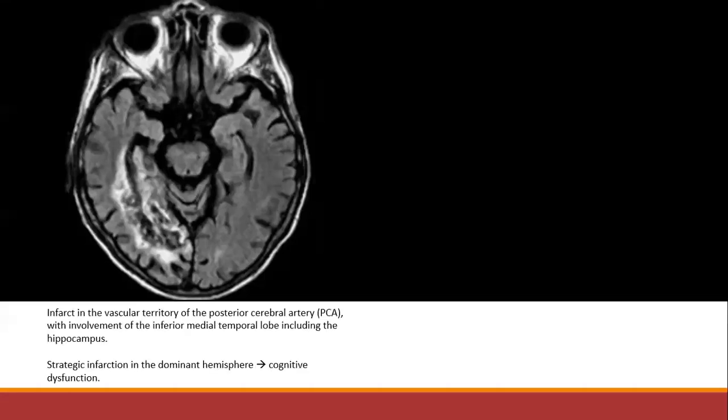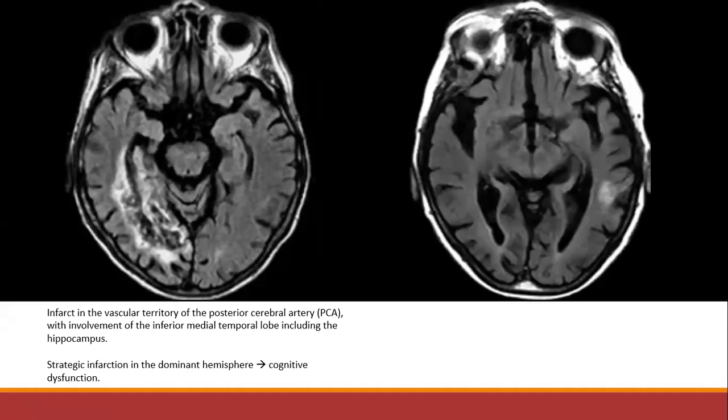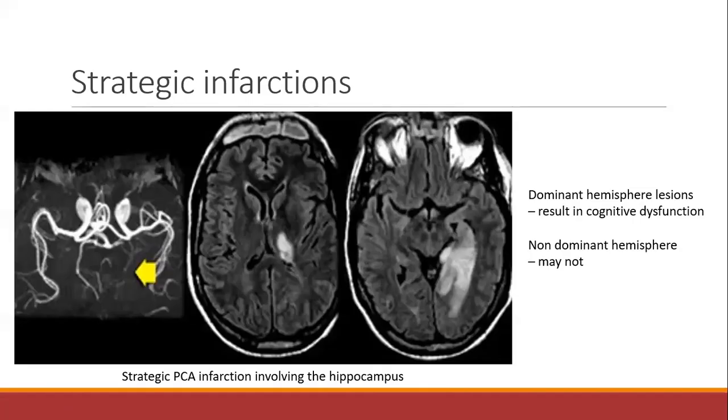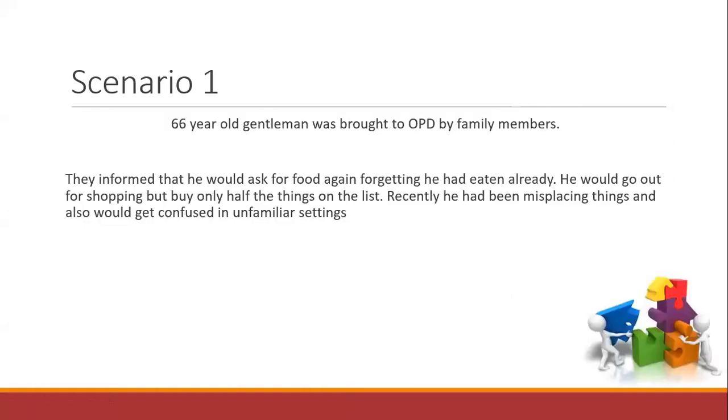This is another example of a strategic infarction, but keep in mind that such a PCA territory infarct should be located in the dominant hemisphere before it can give rise to a cognitive dysfunction. So here you have an infarct located in the PCA territory, again in the temporo-occipital association area. This is a similar image where you have a PCA territory infarct, and here there is thalamic involvement, and this leads to dementia.